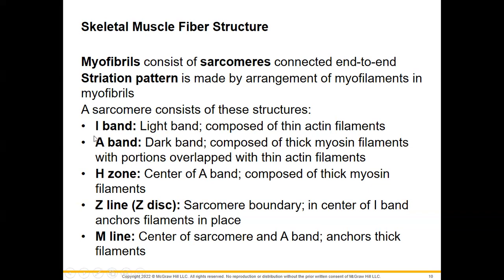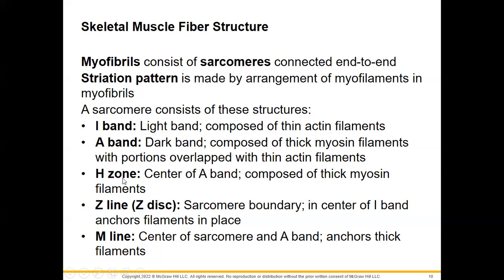Then you have your A bands. The A bands are the dark bands. So the dark bands, there's an A in dark. So the A bands are your dark bands, and this is composed of your myosin thick filaments. So the thick filaments, they're thicker, they're going to be darker. They make up the A band. So this is composed of thick myosin filaments with portions that overlap with the thin actin filaments.